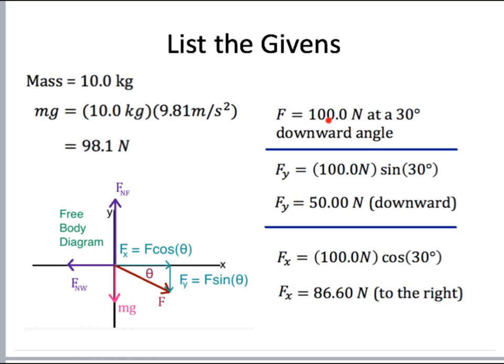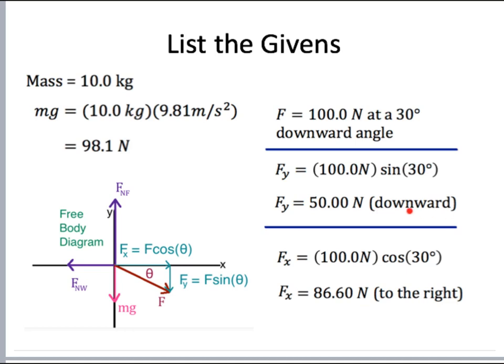We know the force is 100 newtons at a downward 30-degree angle. And so the Fx is going to be 100 newtons times the cosine of the angle, and the Fy is going to be 100 newtons times the sine of the angle, so I can calculate those pretty quickly. Fy is 100 newtons times the sine of 30, that gives me 50 newtons. Fx is 100 newtons times the cosine of 30, that gives me 86.6 newtons.